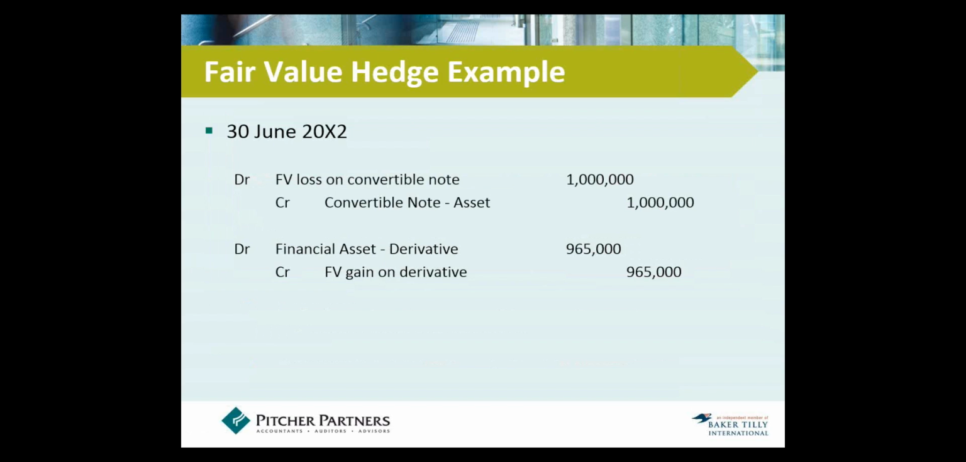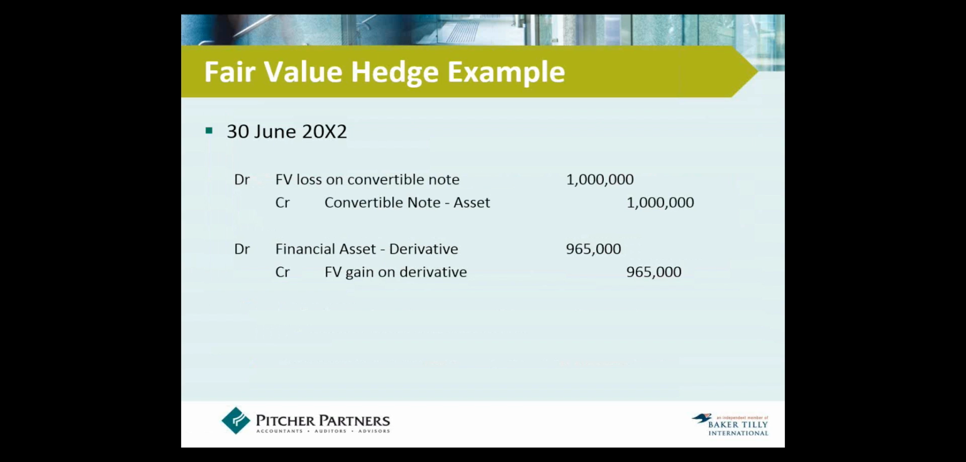If we go to the derivative, there was a change in its fair value from the 1st of January of 965,000. It is a gain, so we've got a financial asset derivative in our statement of financial position, and we credit fair value gain on derivative. So you can see the net effect of the loss in the first journal of 1 million and the gain on the derivative of 965,000 is not 0, but it's close to 0. It's definitely not that volatile.